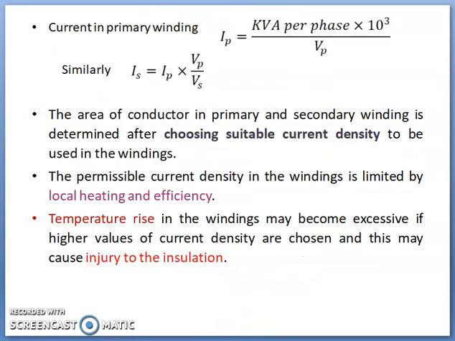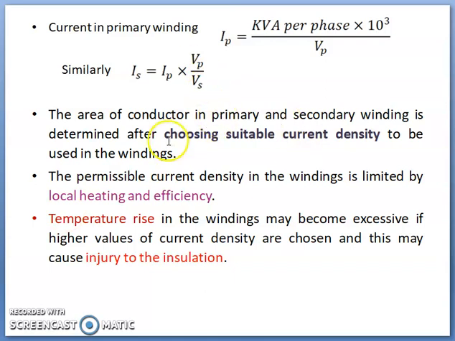Okay. Then current in primary winding is calculated as IP equal to kVA per phase into 10 to the power of 3 divided by VP. See, kVA is the product of primary voltage and primary current. Volt ampere rating of transformer is the product of VP into IP. Therefore, current in primary winding IP is kVA divided by VP. Then similarly, IS is calculated, and as per transformation of transformer, V2 by V1 equal to I1 by I2. Voltage and currents have inverse ratios. Hence, IS equal to IP into VP by VS.